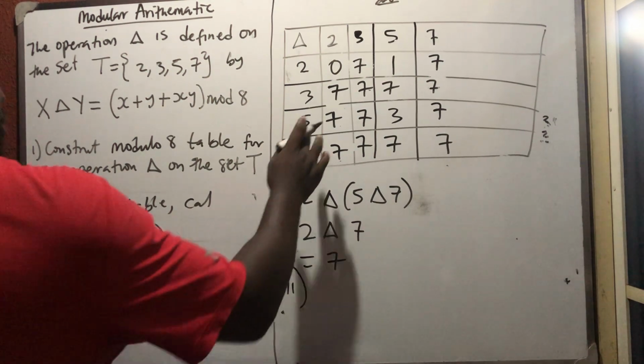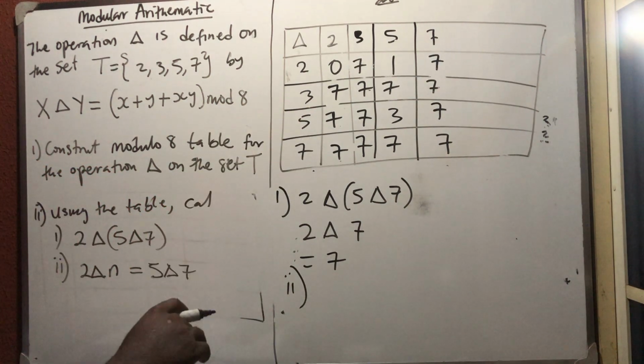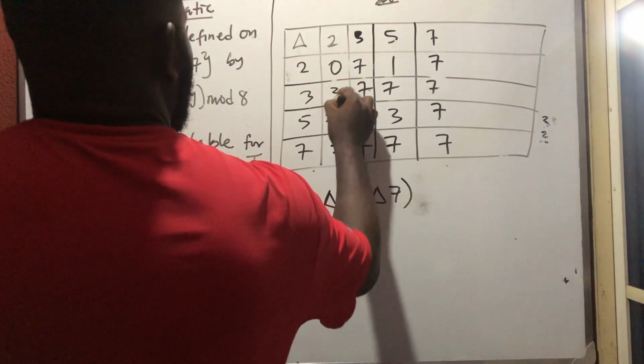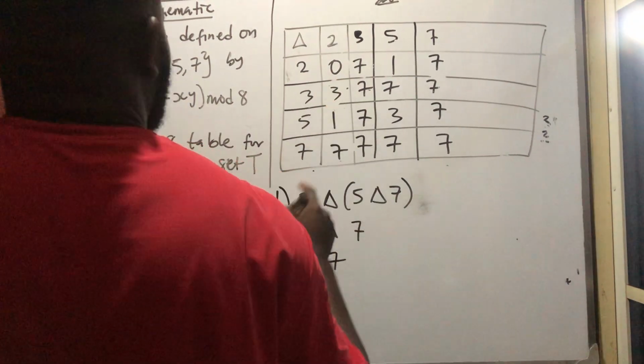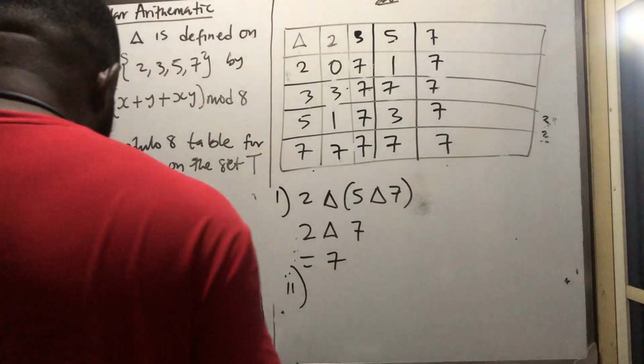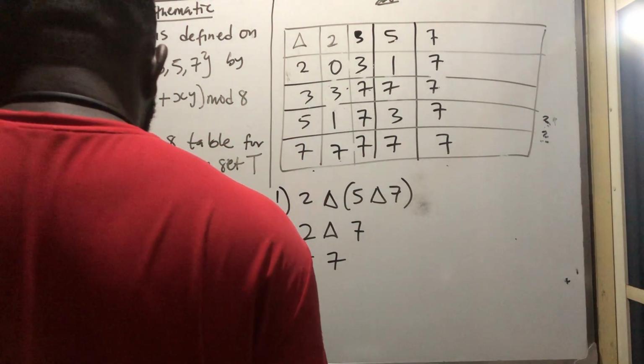5 operates on 2, they say that their own is 1. I don't know how I'm getting my own answer. So they say that here is 3 and here is 1. So please, you can verify it. You can verify that here is 3, then here is 1.